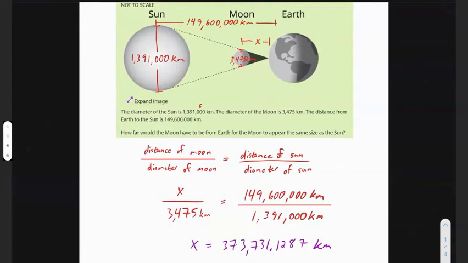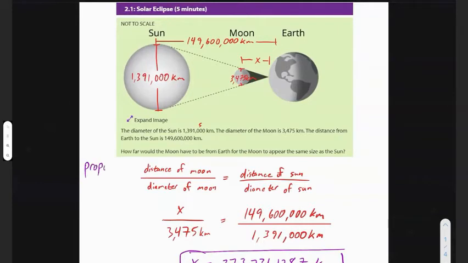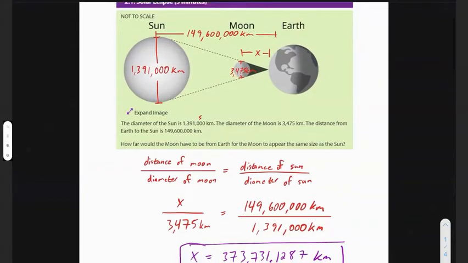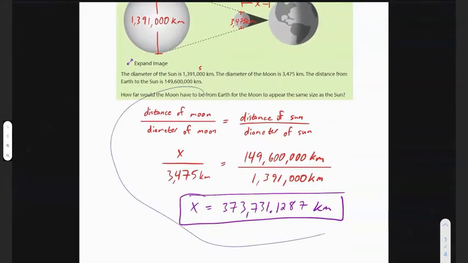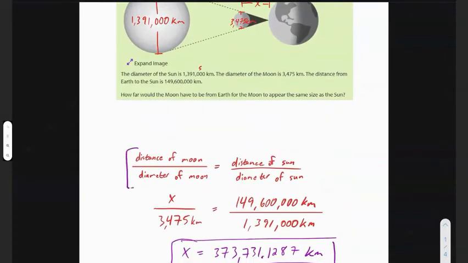All right, so that's how far the moon needs to be in order to look the same size as the sun. Okay. All right, so that's a proportionality statement. If I can fit it over here, let me move things down. I always feel like I have a lot of room until I don't, right? So this is a proportionality statement.